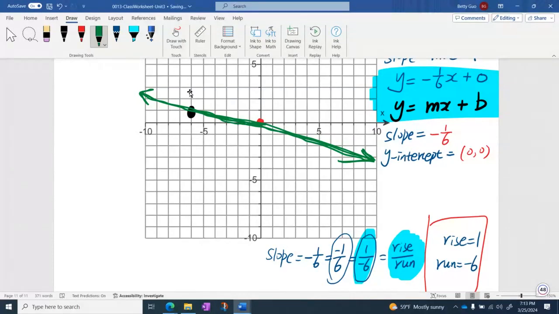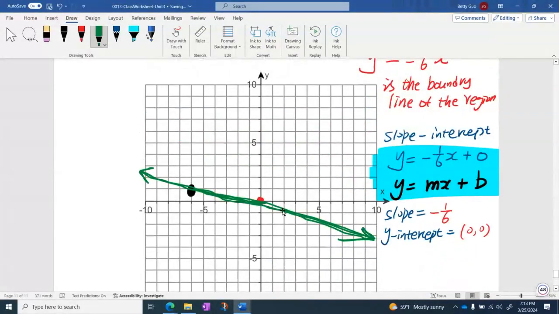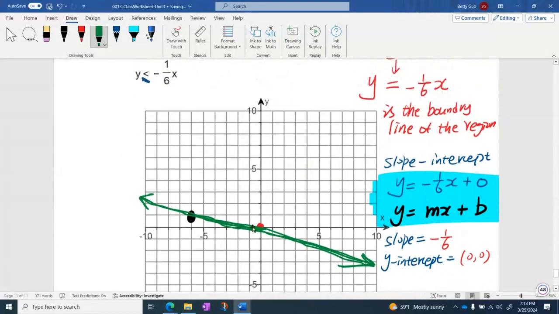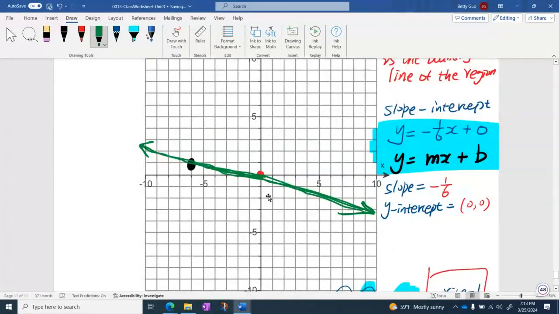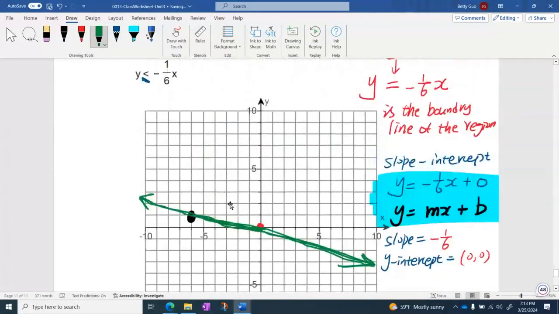I wish I had a ruler. You know this is supposed to be a straight line, okay? This is the boundary. I draw it solid. That's the first part. We got the first part done.